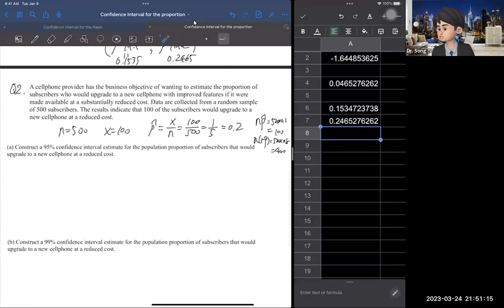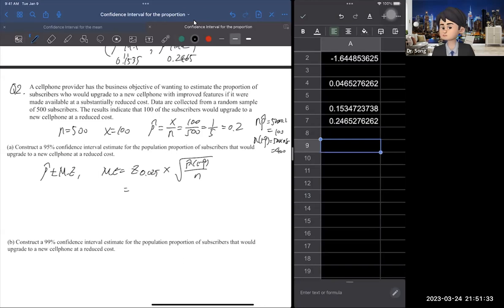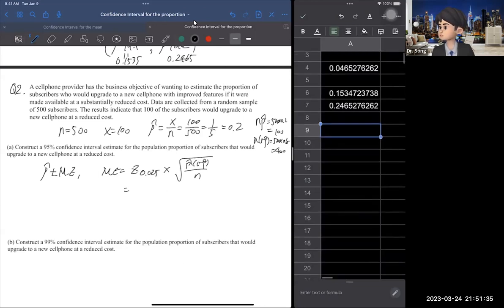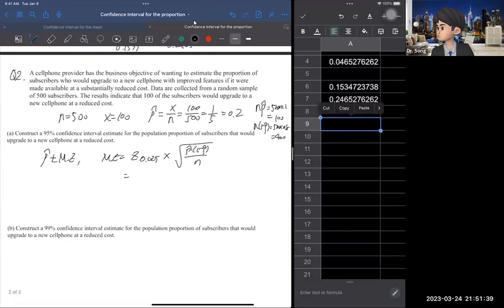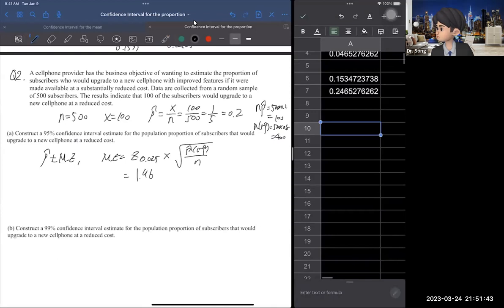Now, first question A, construct a 95% confidence interval. So p hat plus minus margin of error, and this margin of error is z.025 times the square root of p hat times 1 minus p hat over n. If you watched the video on the confidence interval for the mean, you know that z.025 is 1.96. But let me show you just in case.